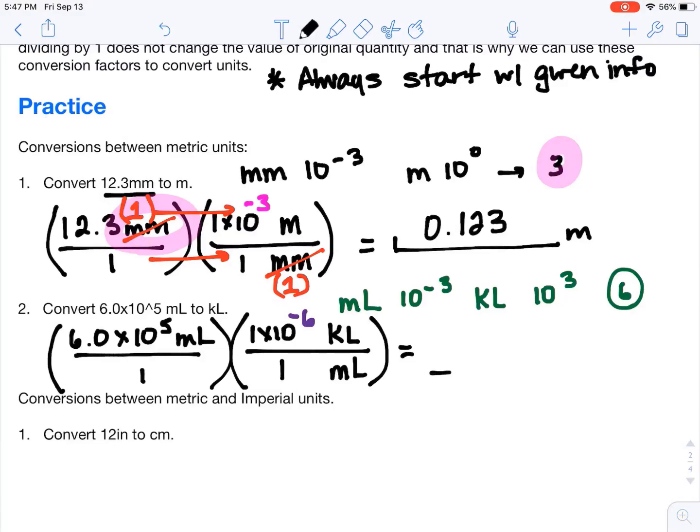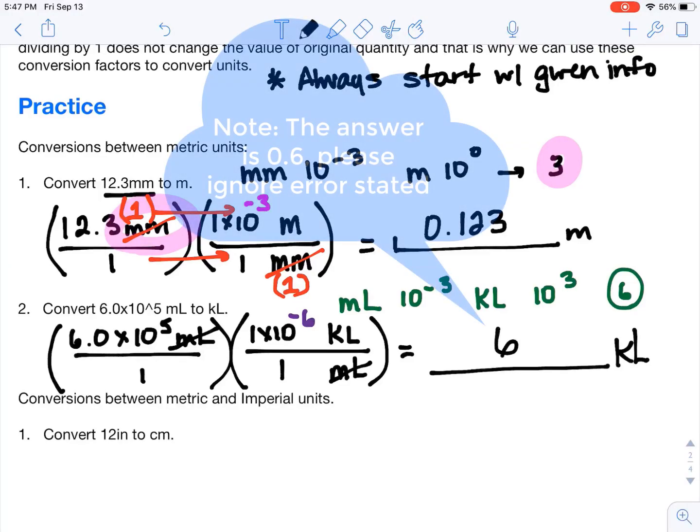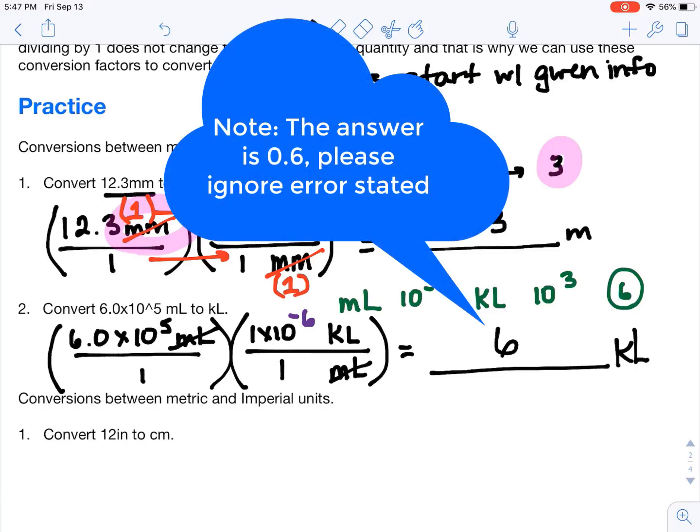And that is in fact the case. Okay, and then here we go. We're going to do some math, and we're going to wind up canceling out our milliliters, being left with kiloliters, which is exactly what we want, so that's good news. And then I'm going to get an answer of 6 kiloliters.